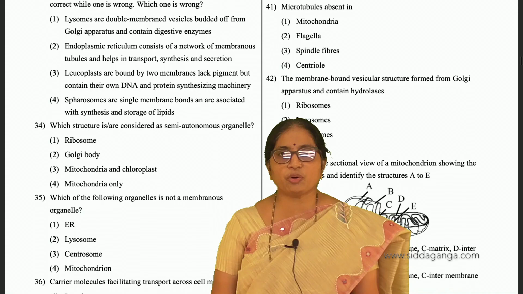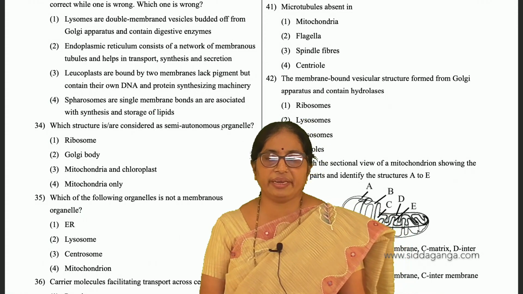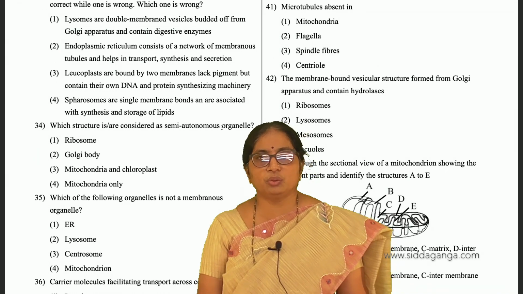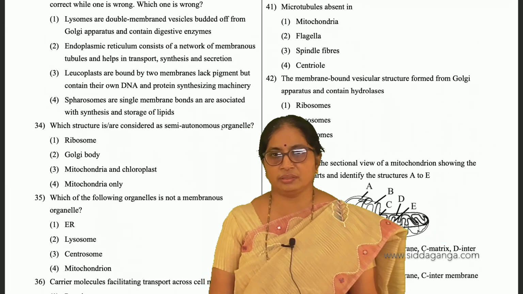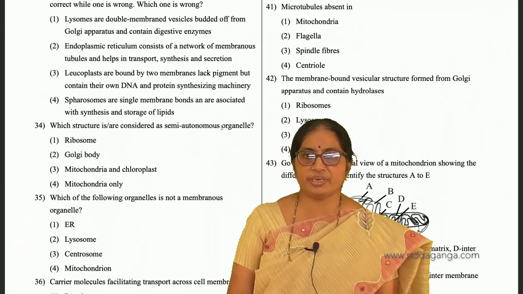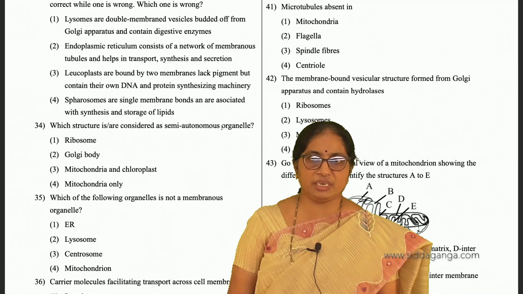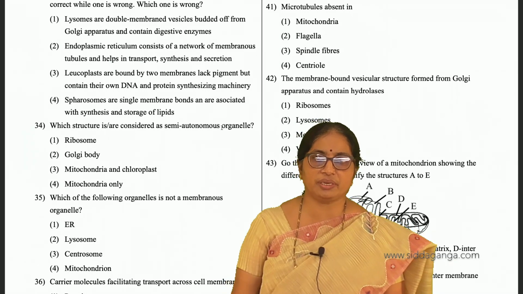Next question. 41. Microtubules are absent in mitochondria, flagella, spindle fibers, centriole. So, microtubules are absent in case of mitochondria. As we know, mitochondria is the powerhouse of the cell, and there we don't have any cytoskeletal structures.